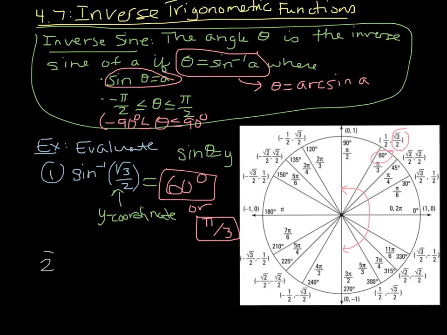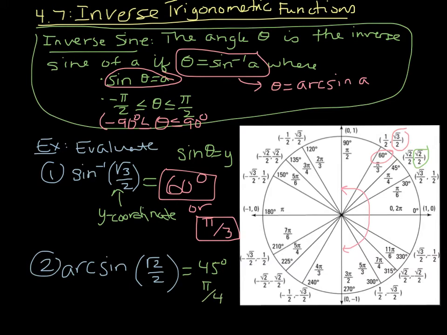The second one I'm going to give you is kind of the same idea. This time I'm going to call it arc sine, but just remember, same thing. I would like you to try to pause and see if you can find arc sine of radical 2 over 2. Hopefully you found it. What you're going to do there is look on your unit circle. You'll notice the only place where we have radical 2 over 2 for our y value is at 45 degrees, or at pi over 4.